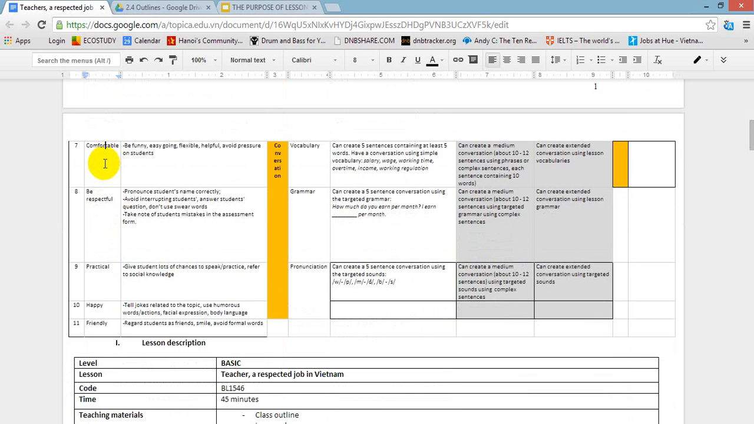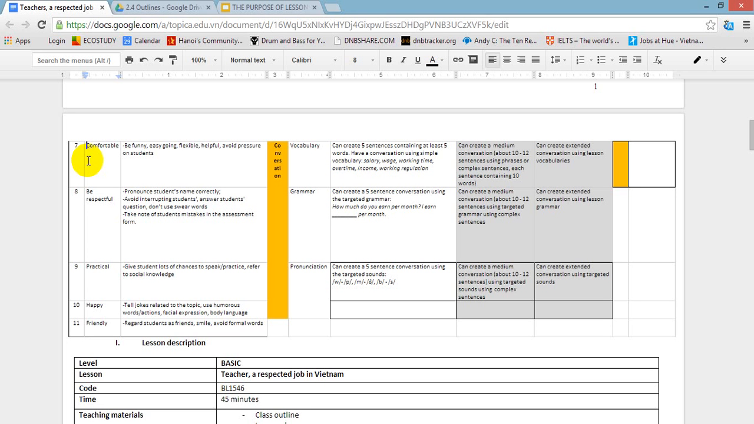Okay, number 7, we need to make sure that the class is comfortable for the students. So we should be funny and relaxed and flexible and help the students as much as possible, and avoid putting any pressure on them so that they feel relaxed, and then they will learn a lot better.